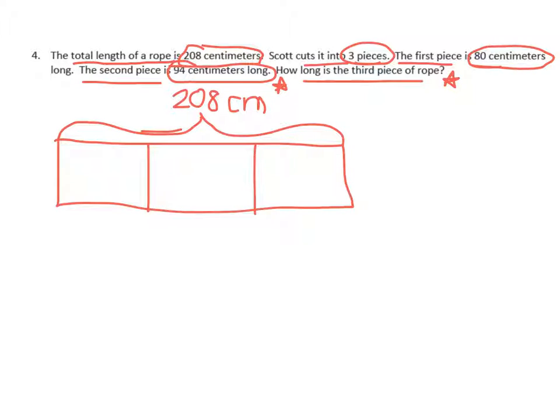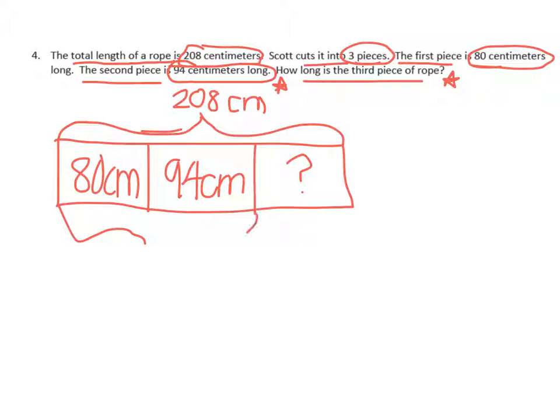The first piece, it says, is 80 centimeters. So I'm going to write that in the first box. The second piece is 94 centimeters, so I'm going to write that in the second box. They want to know how long that third piece of rope is. So, what do you think our first step is going to be? I see that we have these 2 pieces of tape that are next to each other. What could we do with 80 centimeters and 94 centimeters to figure out how much they are together? We are going to add 80 centimeters plus 94 centimeters.